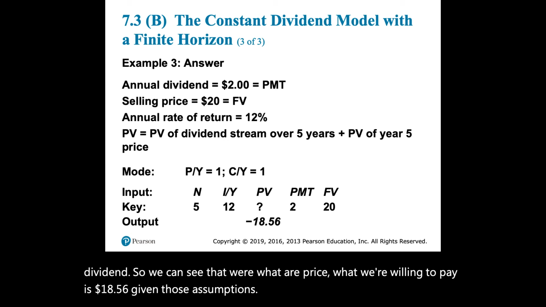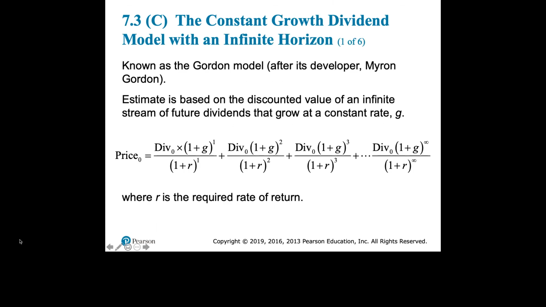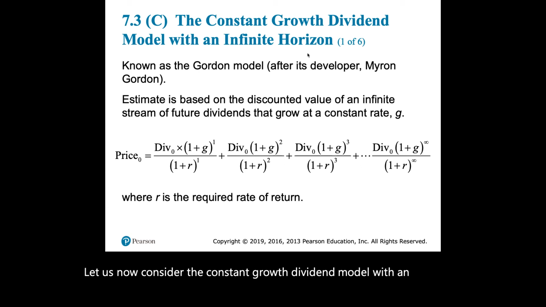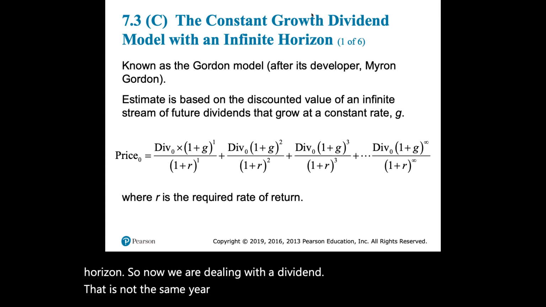Let us now consider the constant growth dividend model with an infinite horizon. So now we are dealing with a dividend that is not the same year after year. It's actually growing, it's increasing, and we can apply the Gordon model because it's a constant growth and it has an infinite horizon. So the Gordon model, look at it a little bit more simplified.